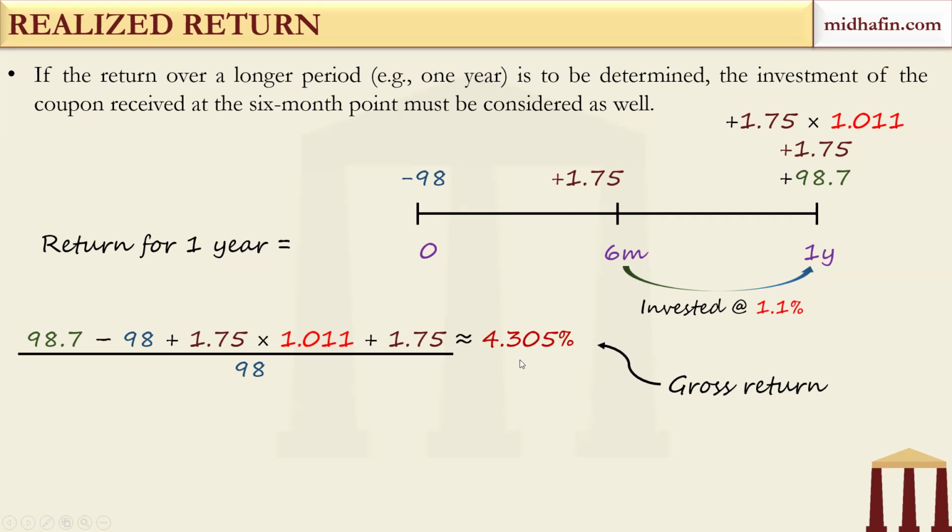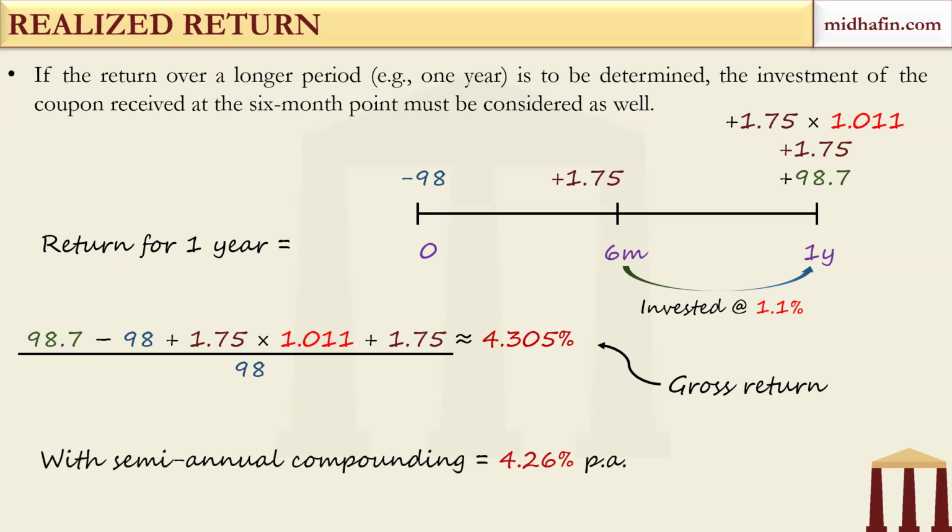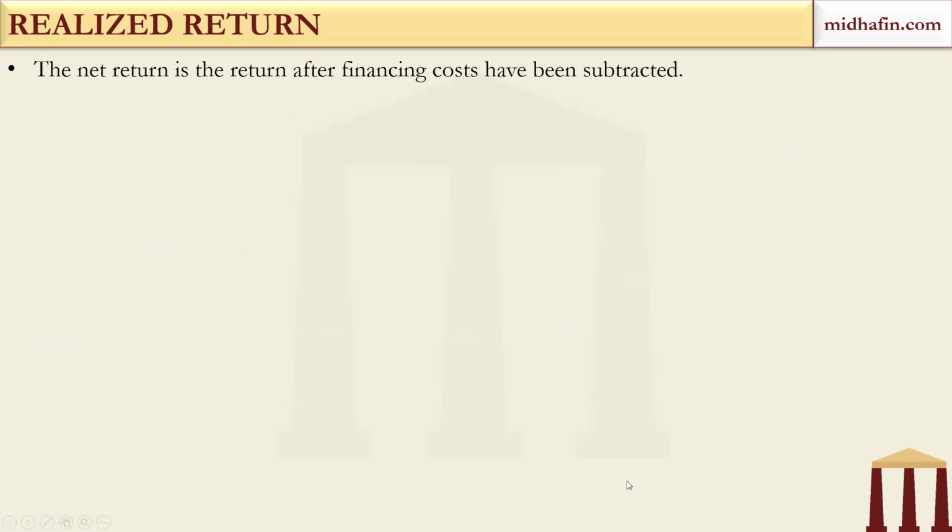Gross return, why? Because you didn't consider the funding cost. Now, usually what happens when dealer banks or big banks buy something, they fund it using something. And on the funds that they have raised in order to make the investment, they pay certain interest. So that has to be taken into consideration to find out the net return. Okay, so net realized return, like here it is given with semi-annual compounding, will be 4.26% per annum.